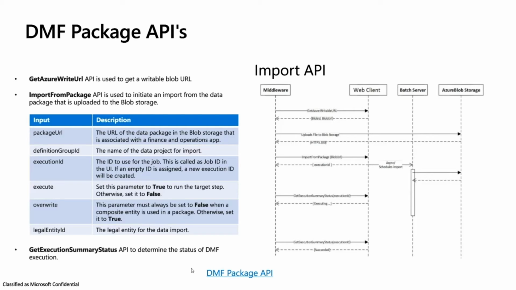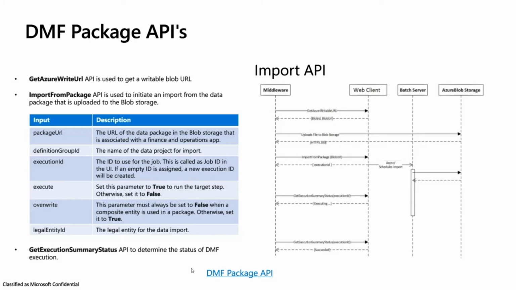It starts with calling the get Azure write URL API, which in turn gives you a blob ID and the URL where you need to upload your file. So you can use the HTTP connector to upload your package to that URL. Then you can use the import from package API to send the data to Dynamics.